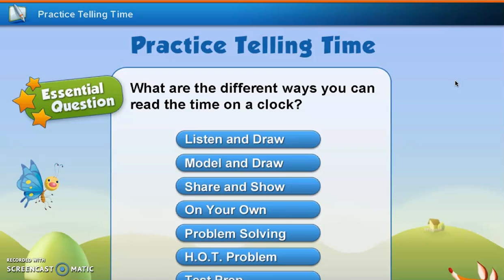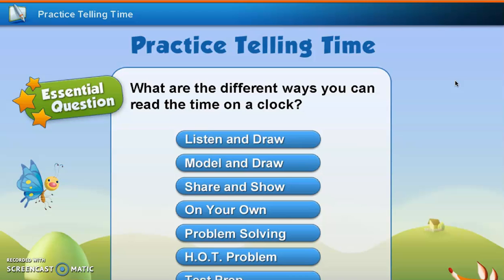Again, we're doing lesson 7.10, which is practicing telling time. And the essential question is, what are the different ways you can tell and read the time on a clock? So not only are we looking at the differences between telling time on the digital clock and the regular clock, but we're also learning different ways to tell the time.